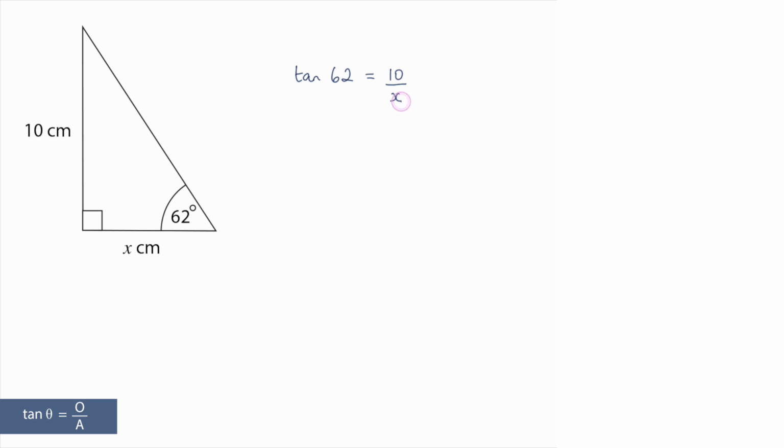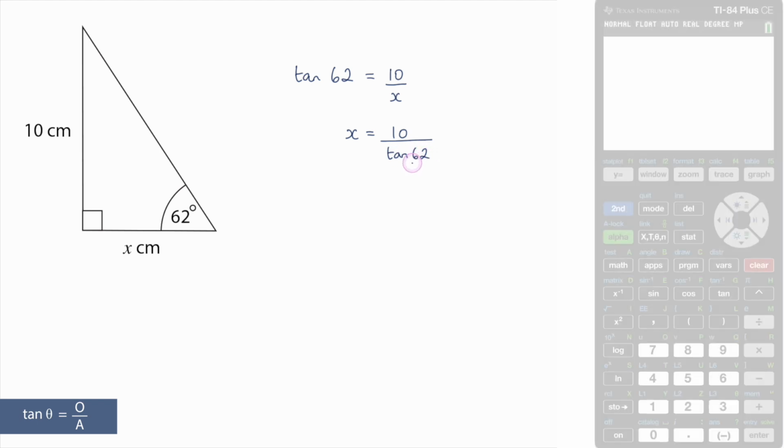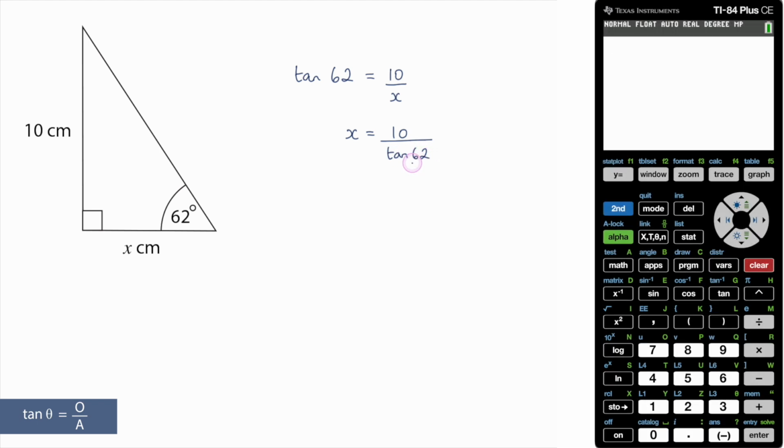So now what we need to do is to rearrange this equation here to find x. So x is going to be equal to 10 divided by tangent of 62. And now we can bring in the calculator. We'll enter in a fraction. We've got 10. That's divided by the tangent of 62.